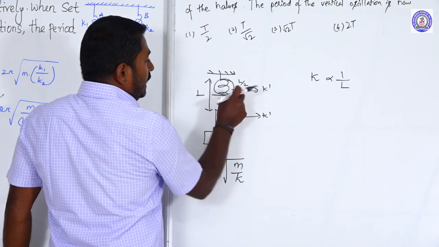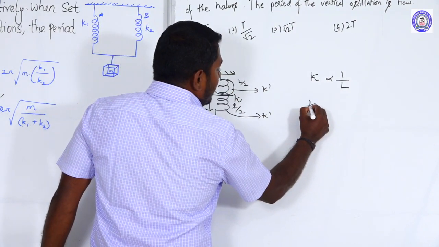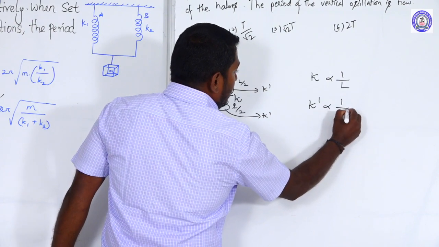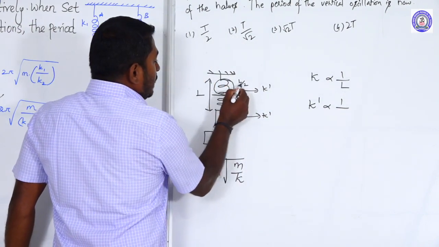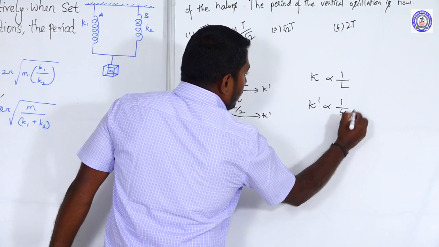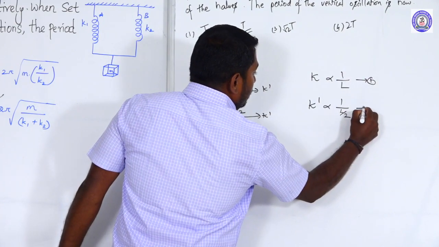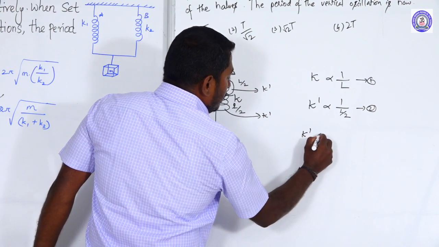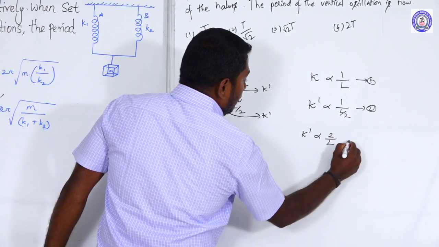Then the spring is cut into two equal halves. Each segment has a spring constant K prime proportional to 1 divided by its length, L by 2. This is equation number 1. This is equation number 2. Then K prime is proportional to 2 divided by L.